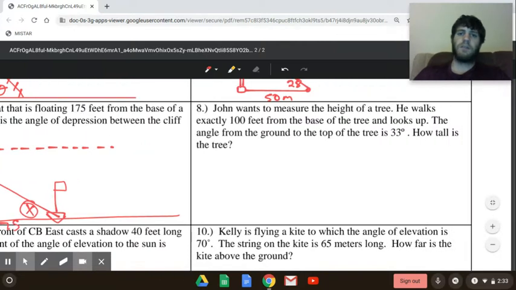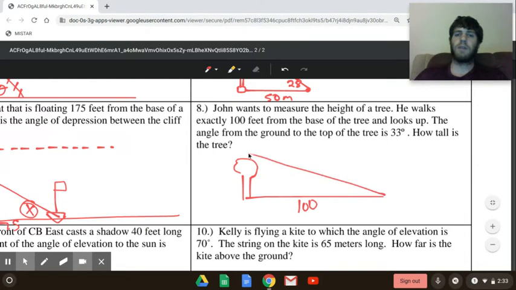All right, number 8, John wants to measure the height of a tree. He walks exactly 100 feet from the base, so we have a tree, and looks up. The angle from the ground to the top of the tree is 33 degrees. Okay. And we want to find the height of the tree. So there's your right triangle, and now you would be able to find the height.